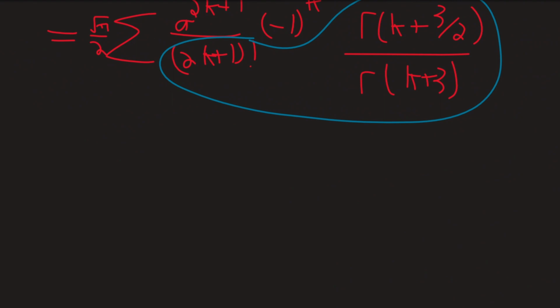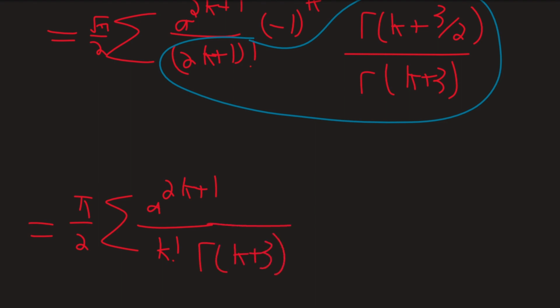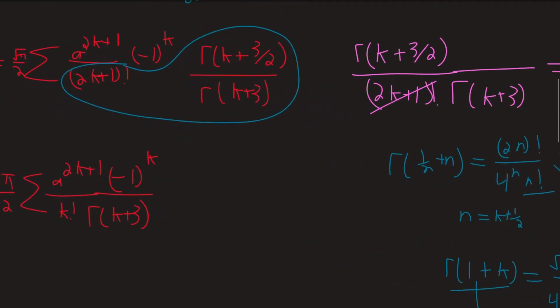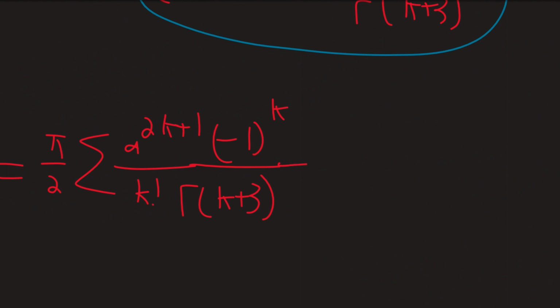So factoring out that square root of pi, what we're left with here is a pi over 2, our sum, that's a big sigma, times our sum of a to the 2k plus 1 over k factorial times gamma of k plus 3. That little bit didn't change. Times -1 to the k, of course. And yes, we have a 4 to the k plus 1/2.